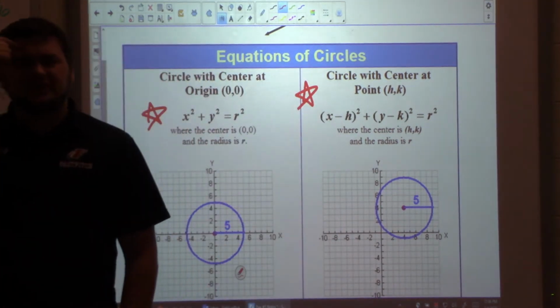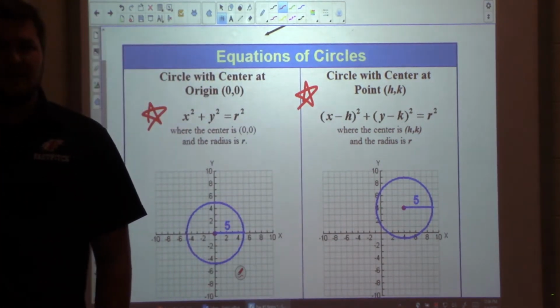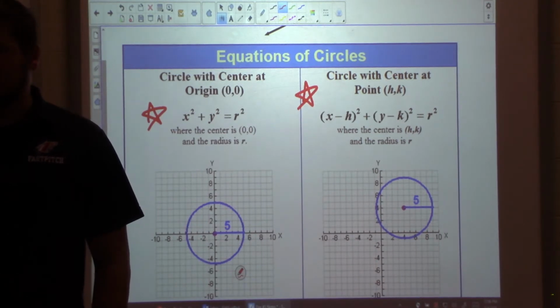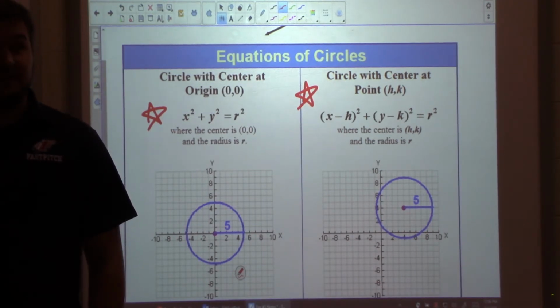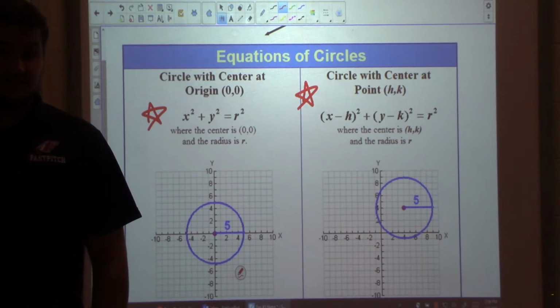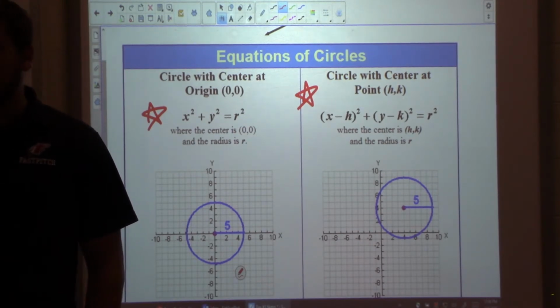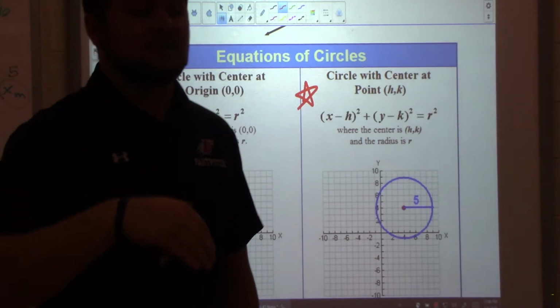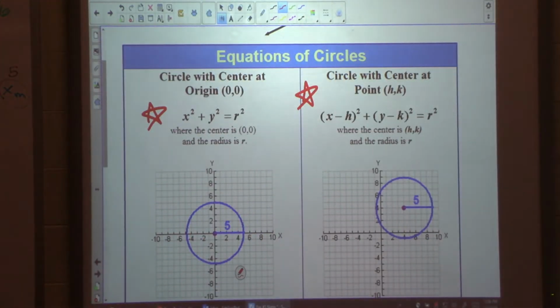Hey, we've had h, k happen before, haven't we? Did we have it maybe last unit? No. It was a vertex last unit, right? This unit, h, k is a center for our circle.